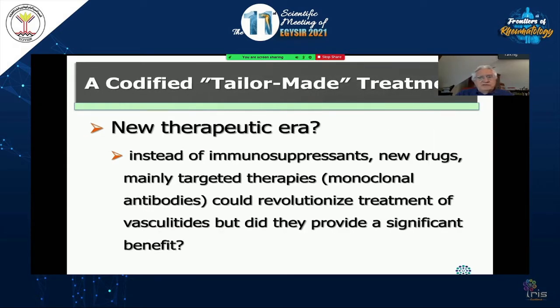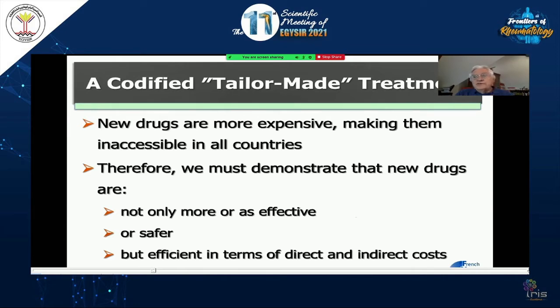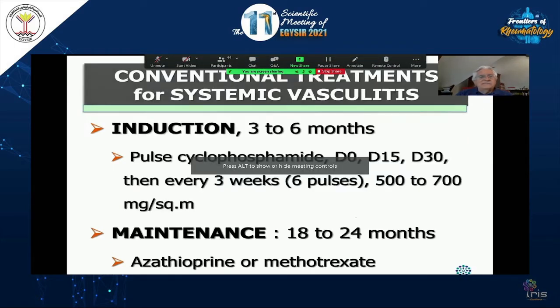Now we have a new era of treatment, with the prescription, instead of immunosuppressants, of some new drugs targeting specific mechanisms. These monoclonal antibodies like rituximab, but also mepolizumab and other drugs, could revolutionize treatment of vasculitis, but they have to demonstrate that they provide a long-term significant benefit. These new drugs are more expensive, and to prescribe them, we have to demonstrate that they are not only effective or safer, but also efficient in terms of direct and indirect costs.